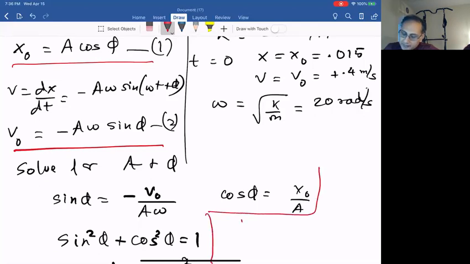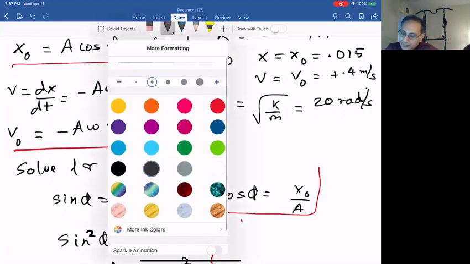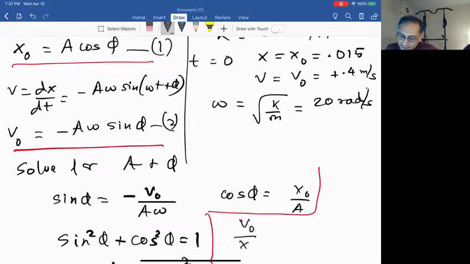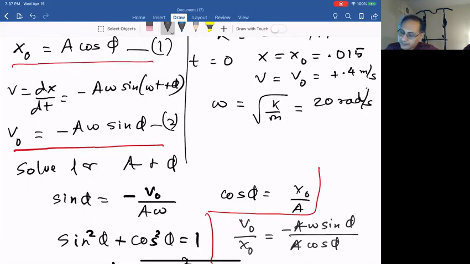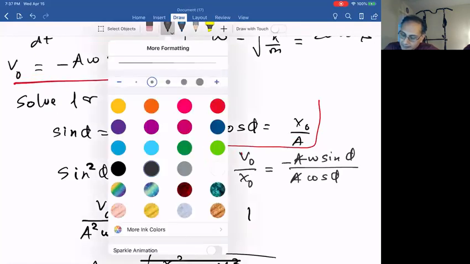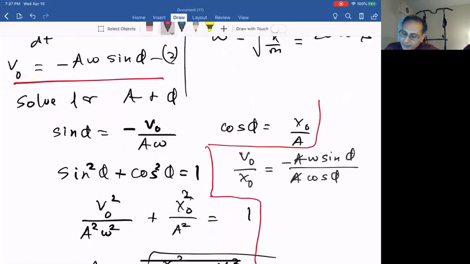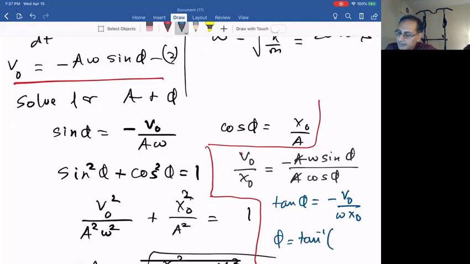If you divide equation 2 by equation 1, you get V0 divided by X0 is equal to minus A omega sine phi divided by A cosine phi. The A cancels out, and so you get tan phi is equal to minus V0 divided by omega X0. And so phi is equal to tan inverse of minus V0 divided by omega X0. Then you can just plug in numbers to get the numerical value of the angle phi. So that's how you do this.